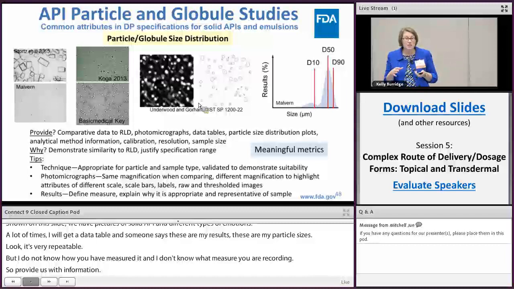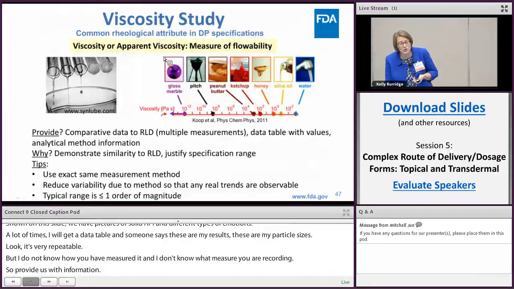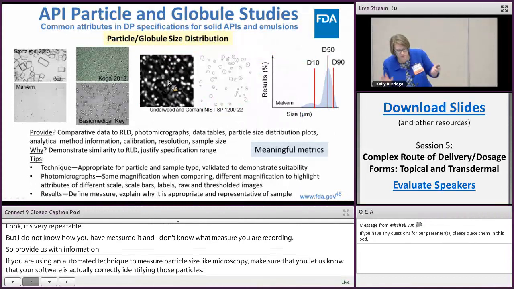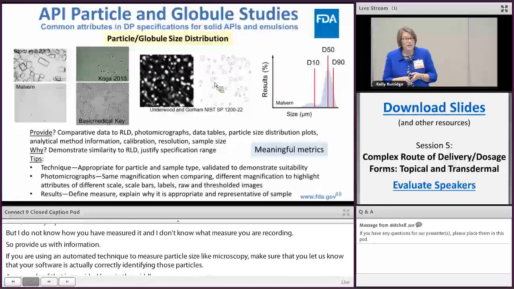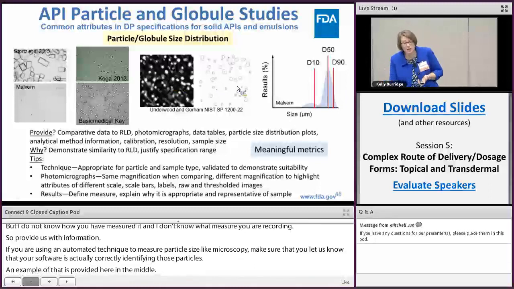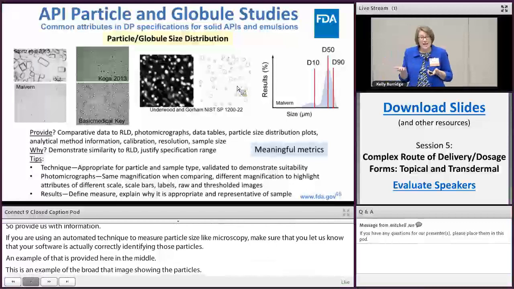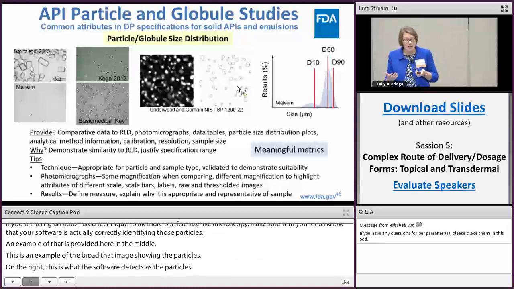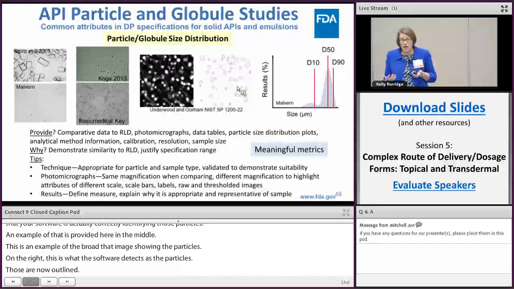So an example of that is provided here in the middle. This is an example of the raw data image showing the particles. And then on the right, this is what the software detects as the particles. So those are now outlined. So if you show us this, then we have more confidence that your software is correctly identifying particles and providing a size distribution that makes sense.